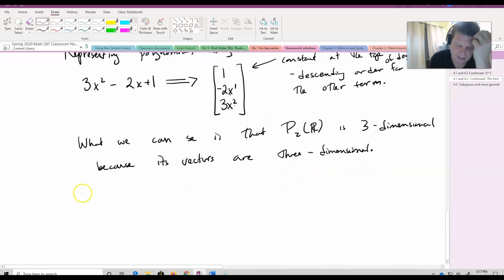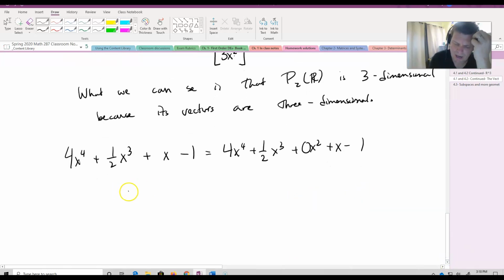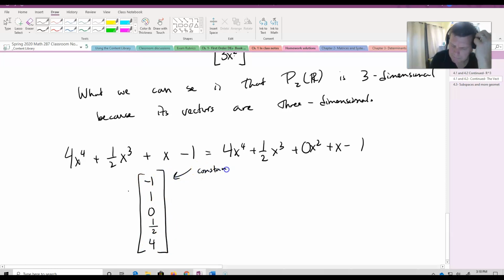In addition to that, let's say, for example, we want to represent 4x to the fourth plus 1 half x cubed plus x minus 1. All right. Well, now notice, this is going to equal 4x to the fourth plus 1 half x cubed plus 0x squared plus x minus 1. All right. And so in this case, the vector is the constant term at the top, negative 1, then 1, 0, 1 half, 4. Constant, x term, x squared term, x cubed term, x to the fourth term.